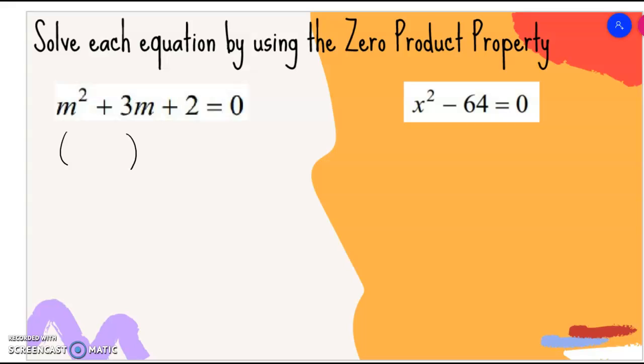Remember, factored form looks something like this. And instead of just breaking it down, we're actually just setting it equal to 0 to see where it's going to hit on my x-axis. That's what the zero product property is.